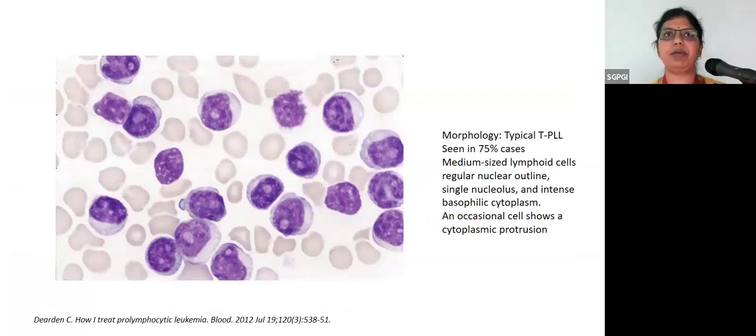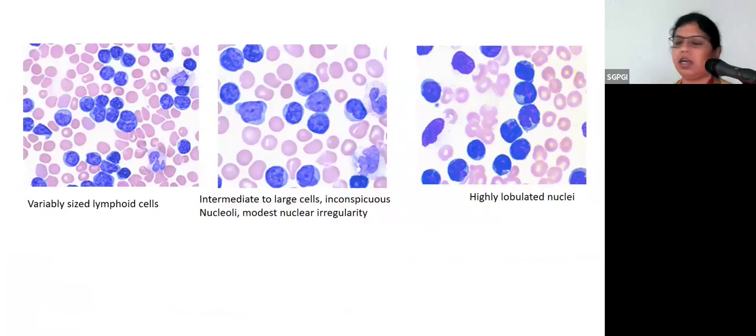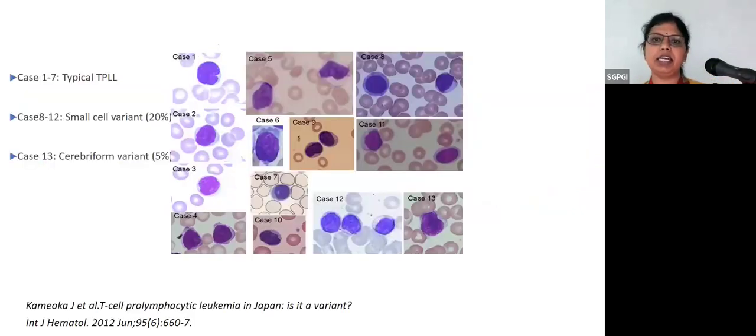we know that prolymphocytic leukemias are known for variable morphology. Typically, 75% of cases will have this classical morphological expression with medium-sized cells with prominent nucleoli, regular nuclear outline, and a basophilic cytoplasm, a few showing cytoplasmic projections. But this morphology is seen only in 75% of cases. The others will have variable-sized lymphoid cells, as in our case. Some might also have larger lymphoid cells with inconspicuous nucleoli, and some may have irregular nuclei representing the cerebriform appearance. So flow cytometry will be the one which helps you delineate the differentials.